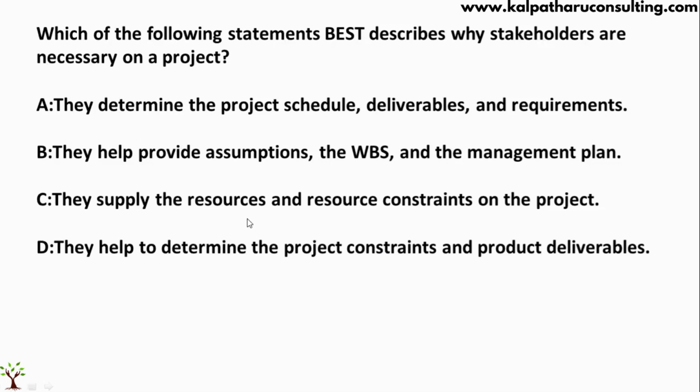C, they supply the resources and resource constraints on the project. They may not supply, but resource constraints can be provided. But this again is part of the project constraints. So A, B, C, all these three options can be included in D. If you see, D is a holistic answer for this question as the best description of why stakeholders are necessary on a project.